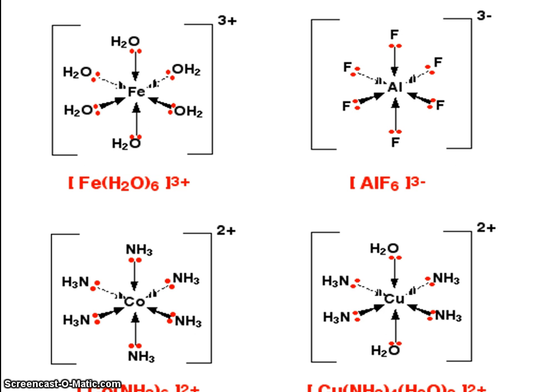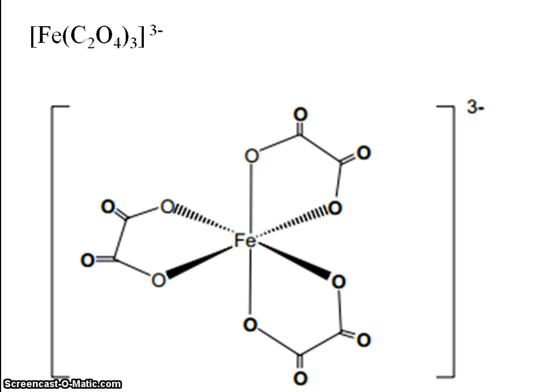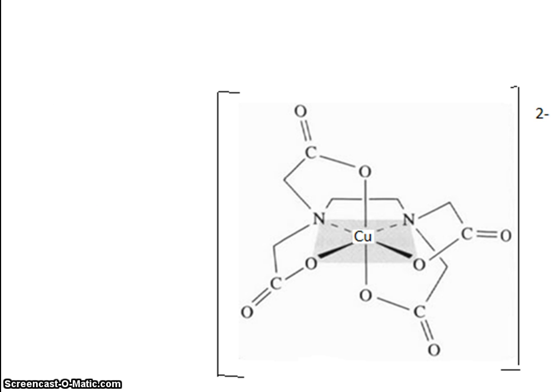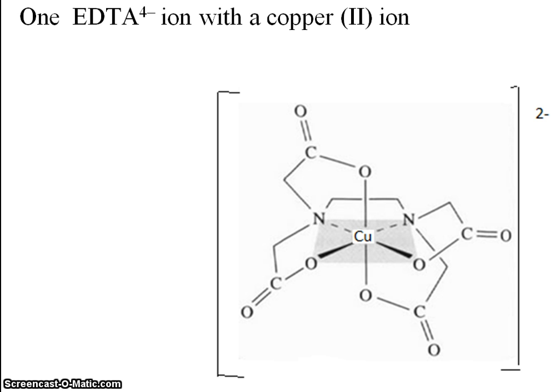So here are the complexes from before with coordination number of 6. So these are all octahedral complexes with the bond angle 90 degrees. And here's the iron with 3 lots of the bidentate ligands. So again, coordination number is 6, octahedral complex, bond angle 90 degrees. And the EDTA complex with copper, again, coordination number is 6, bond angle 90 degrees, octahedral shape once again.